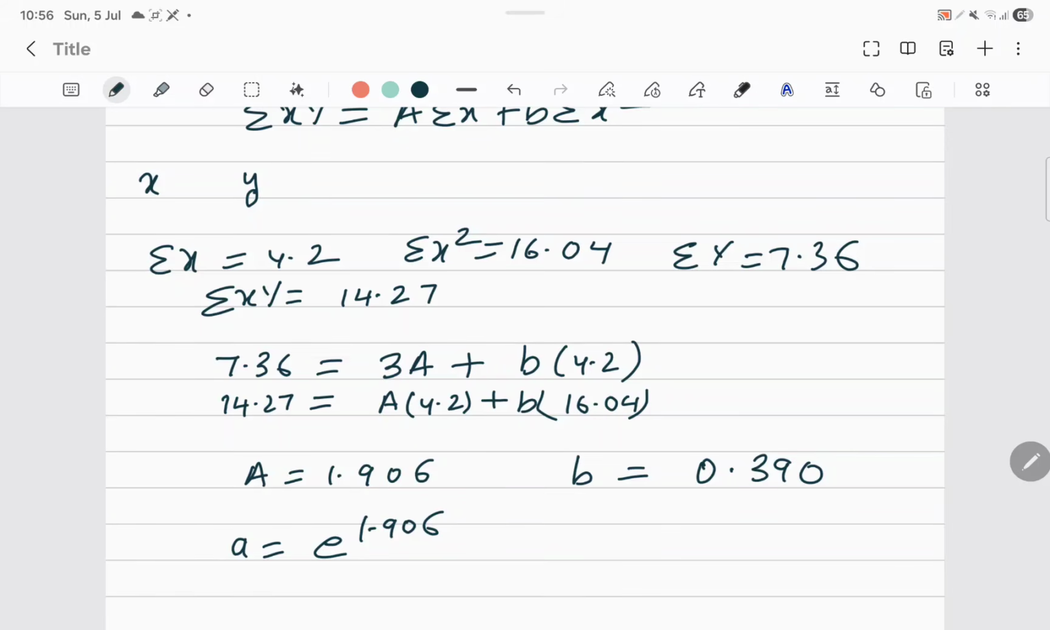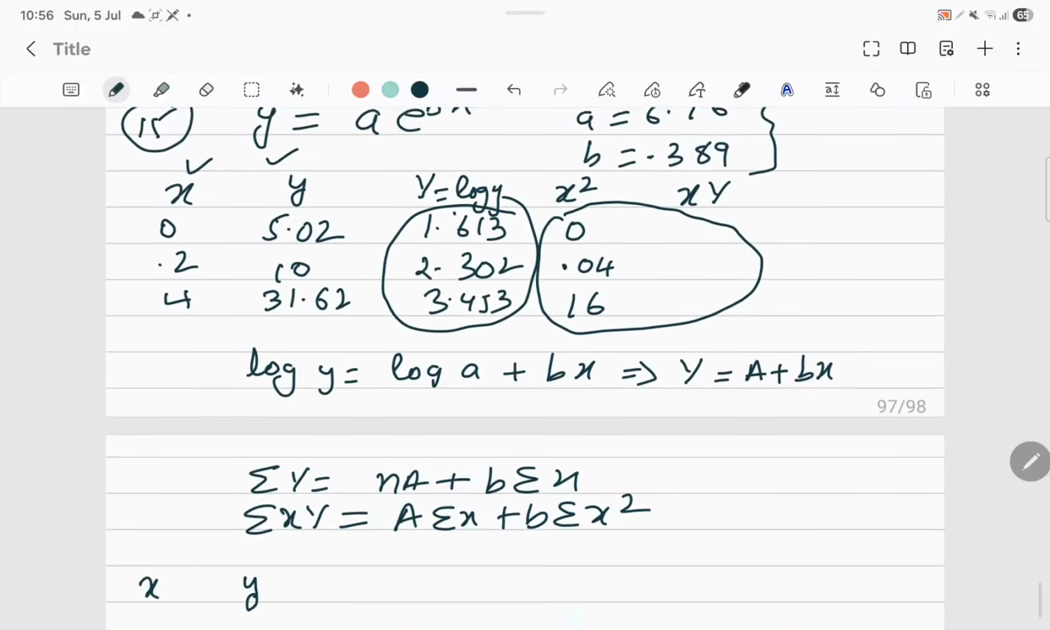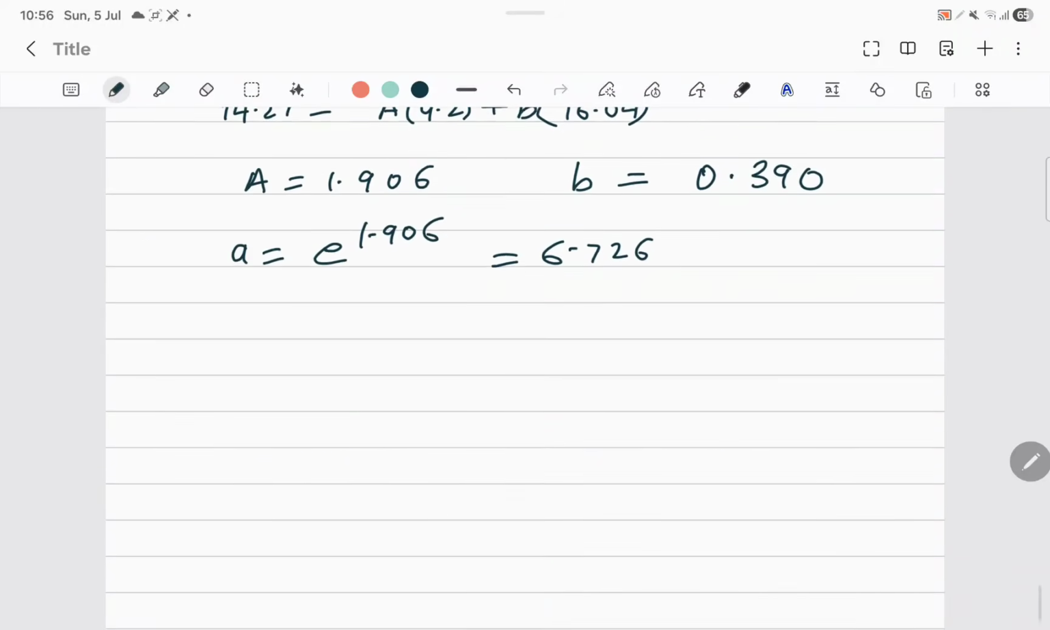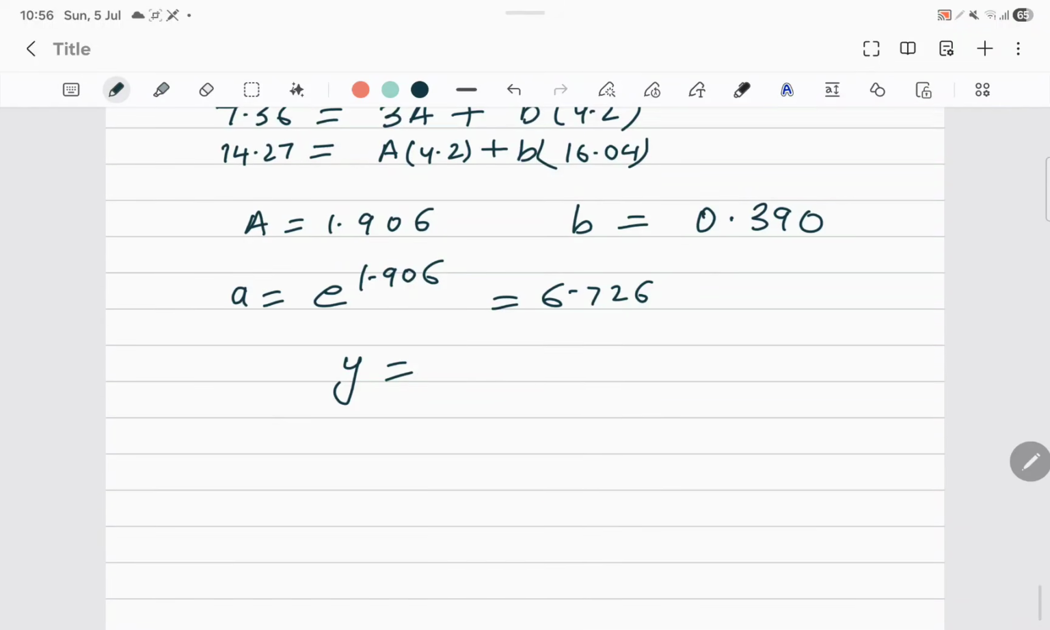So again go to calculations and I'll do shift e to the power 1.906. So I got 6.726. Now let me check the answer here. See, now it is matching. Understood what is the difference, what I am trying to explain? When you want to calculate a and b directly, use this x and y in the two variable table. But when you want the summations, you have to use this capital Y. So your final answer will be y is equal to a e to the power bx, 0.39x. So this is my final answer.